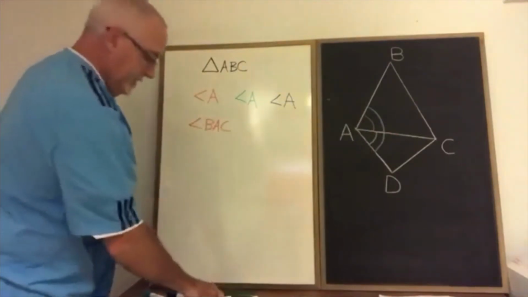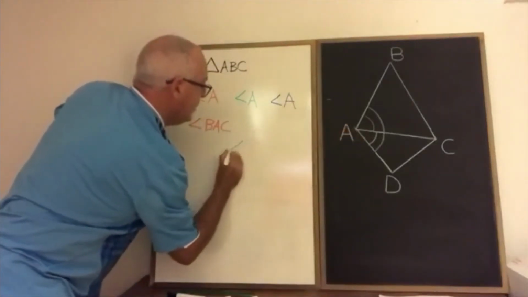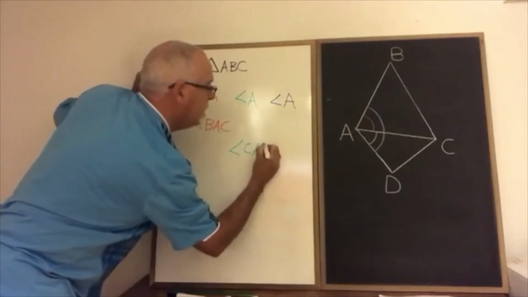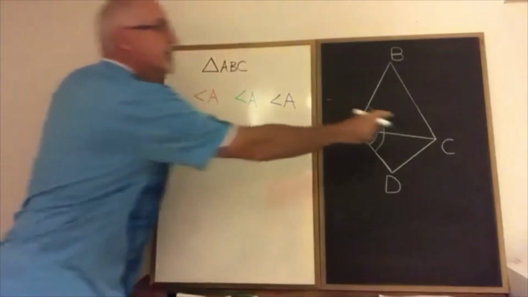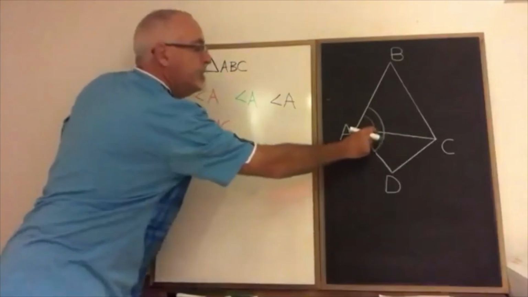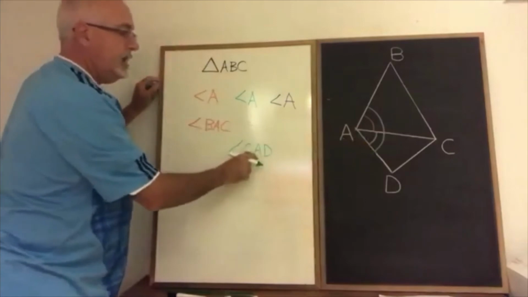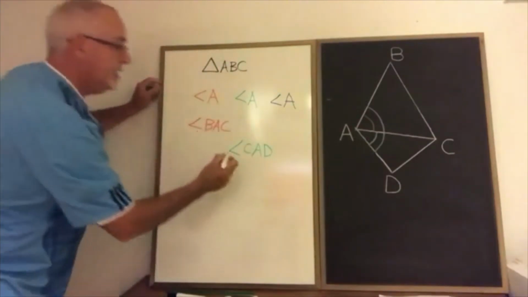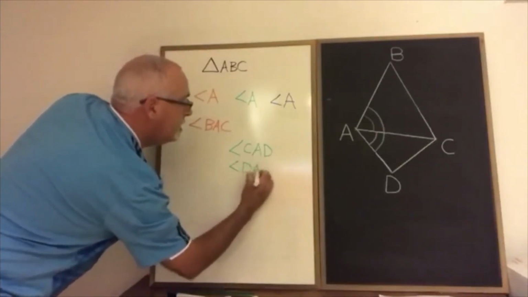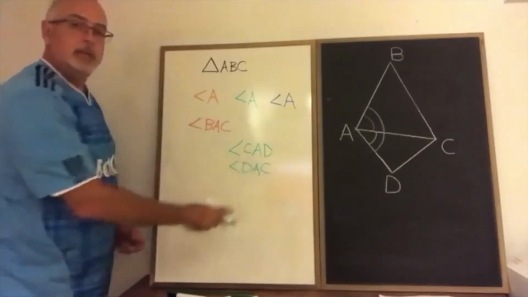For the green one, that would be called angle CAD, starting from C, going to A, and then over to D. That's the green angle, and this is very clear that that's the one I'm talking about. And of course, A ends up being the middle letter again. I can call this angle DAC instead if I want, and it's still clear because the letter in the middle makes it clear.